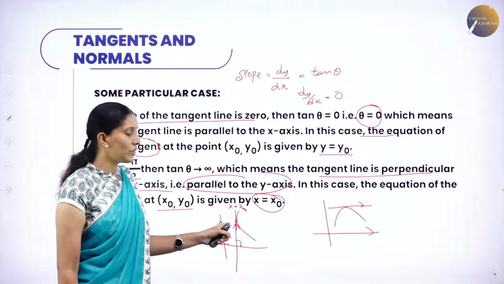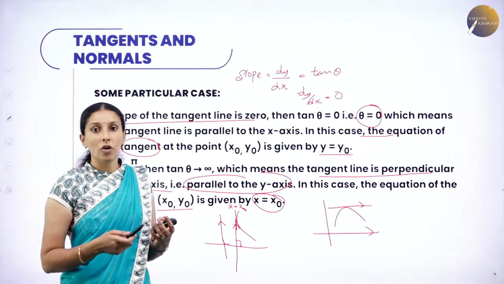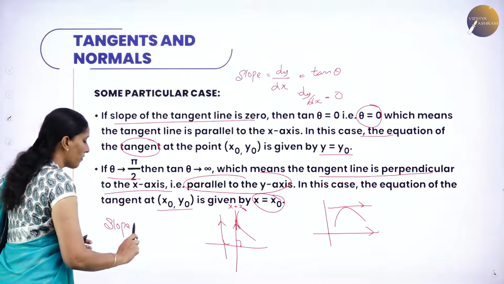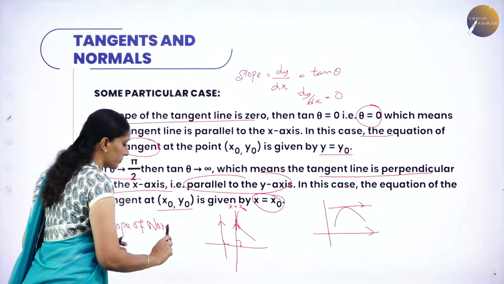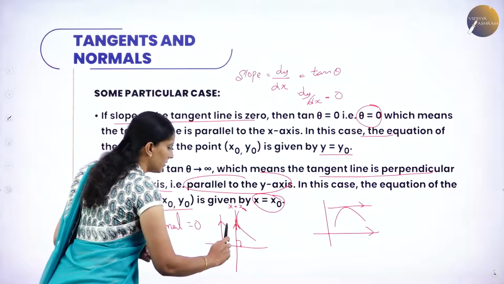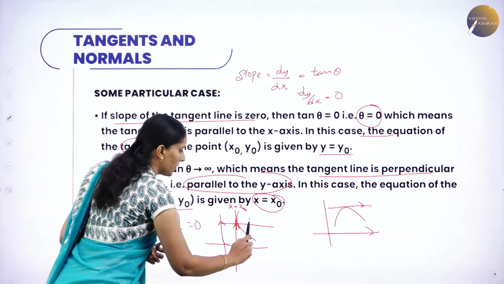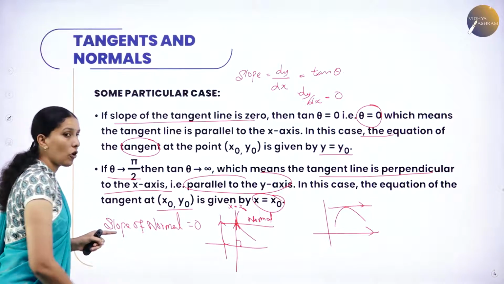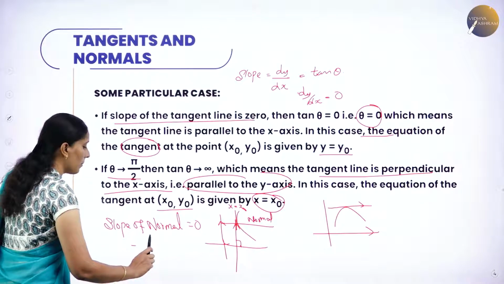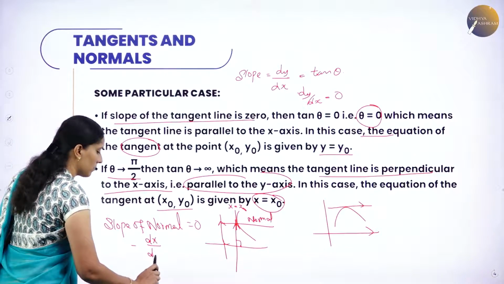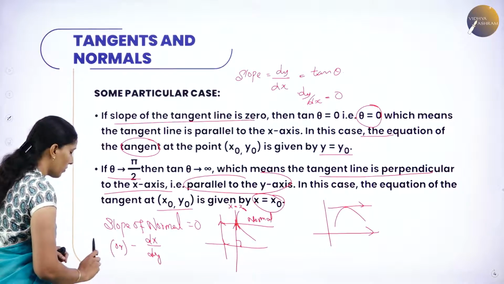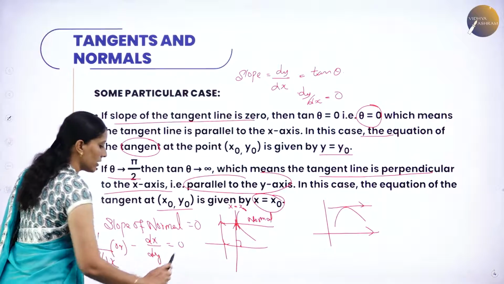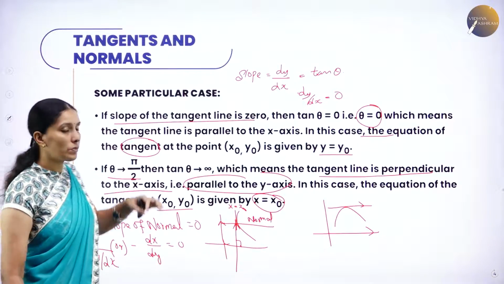But what about the slope of the tangent? Here the slope of the tangent cannot be defined, but the slope of the normal can be defined. So therefore here we can take the slope of the normal as 0. See here, if this is the tangent, then this will be the normal. The normal is parallel to the x-axis, so we can take the slope of the normal as 0. That means we can take minus dx by dy, or if you get any confusion, you can take it as minus 1 divided by dy by dx only, which is equal to 0. So these are the two special cases.